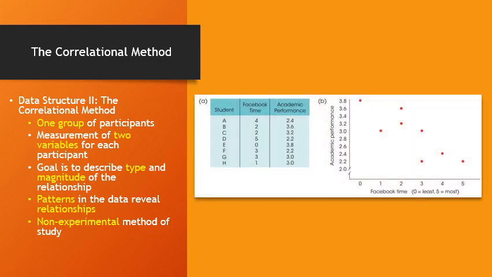For example, here's the students again. We named them A through H. Student A spends 4 hours on Facebook time, and they have a GPA of 2.4. So if we have both of these readings for each student, we can plot this on a graph. Okay, this is a correlation, and we can look and see if there's a correlation. Is it positive? Is it negative? We're going to talk more about correlations soon.